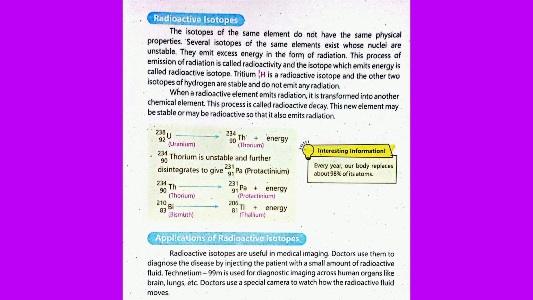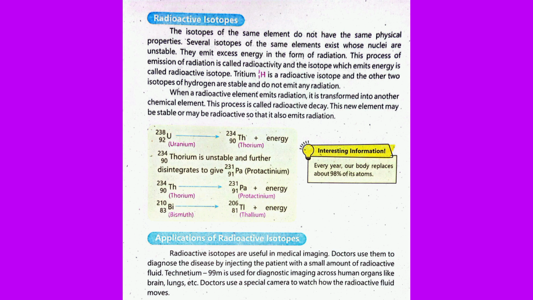The isotopes of the same element do not have the same physical properties. Several isotopes of the same element exist whose nuclei are unstable. They emit excess energy in the form of radiation. This process of emission of radiation is called radioactivity, and the isotope which emits energy is called a radioactive isotope. Tritium is a radioactive isotope, and the other 2 isotopes of hydrogen are stable and do not emit any radiation. When a radioactive element emits radiation, it is transformed into another chemical element. This process is called radioactive decay. This new element may be stable or may be radioactive, so that it also emits radiation.